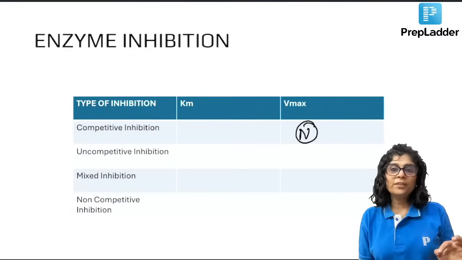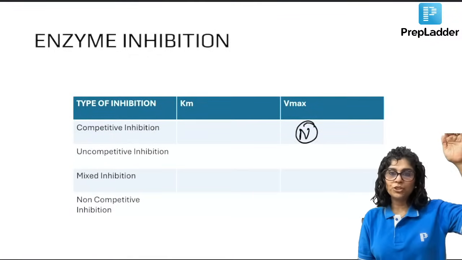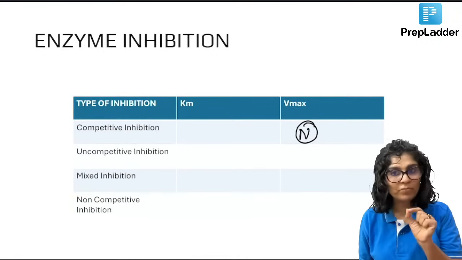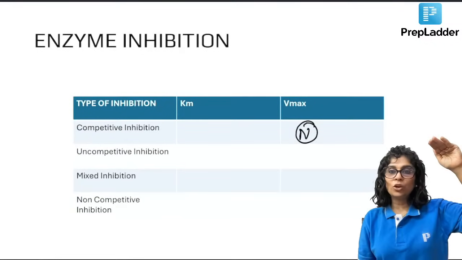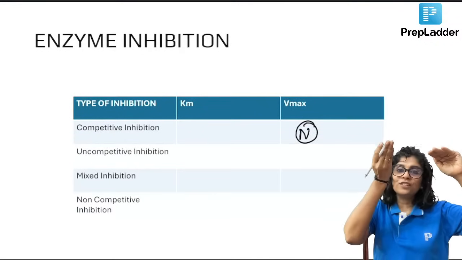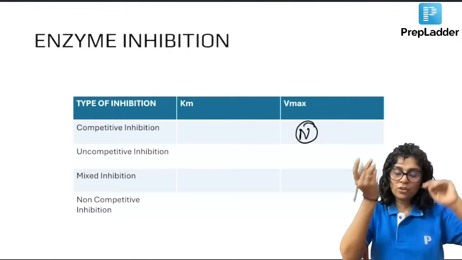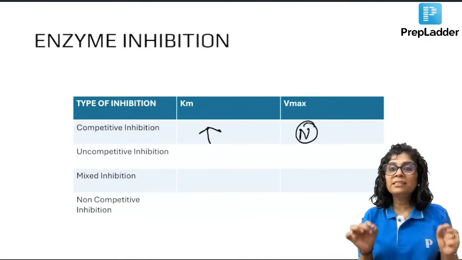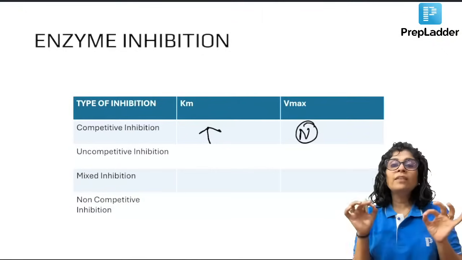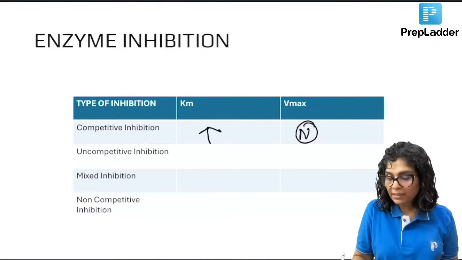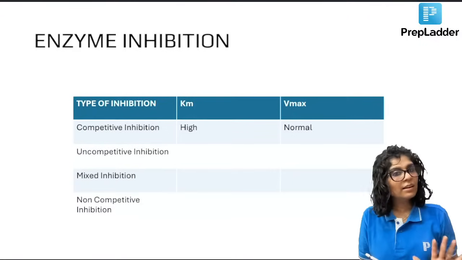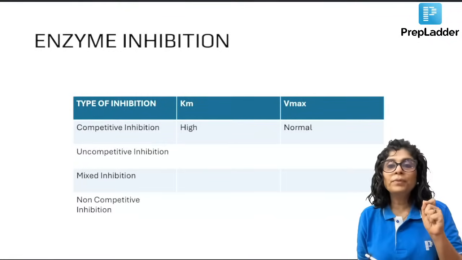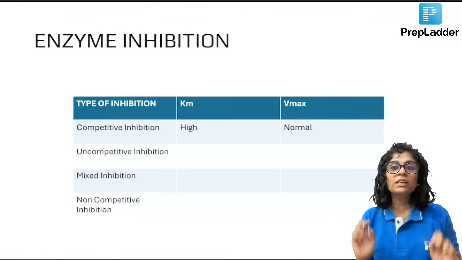So in the case of competitive inhibition, you'll be able to overcome the inhibition. So the maximum velocity that is achievable is unaltered. It is normal, right? But to reach that maximum velocity, you have to increase the substrate concentration. When you increase the substrate concentration, Km will be high. So all of you, please remember what happens in the presence of a competitive inhibitor. In the presence of a competitive inhibitor, Vmax is normal, but Km is high.